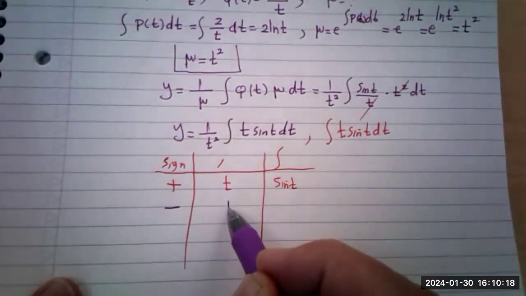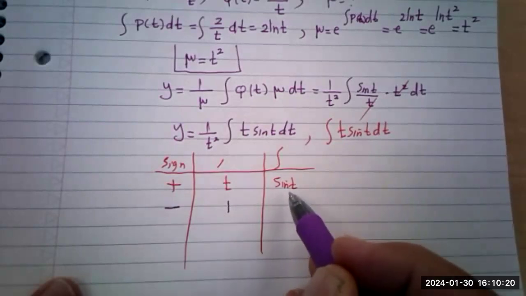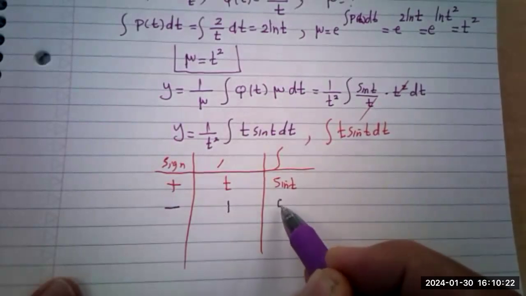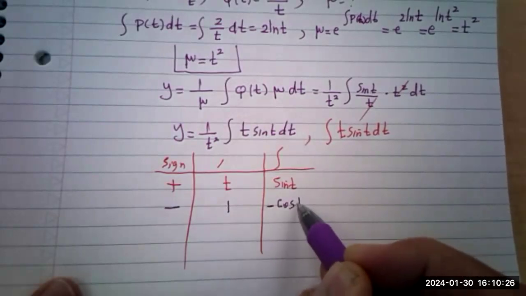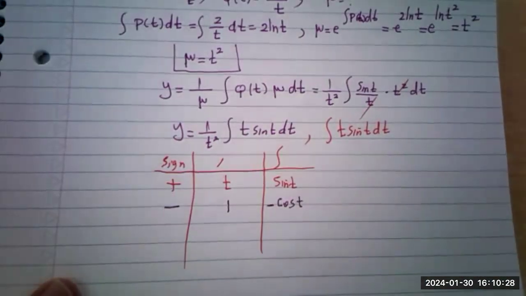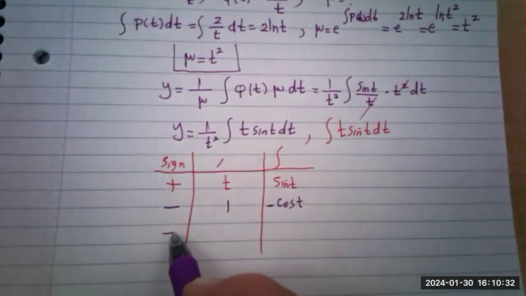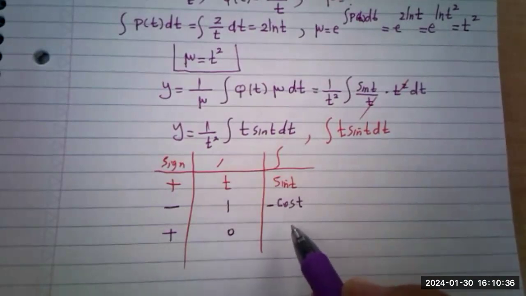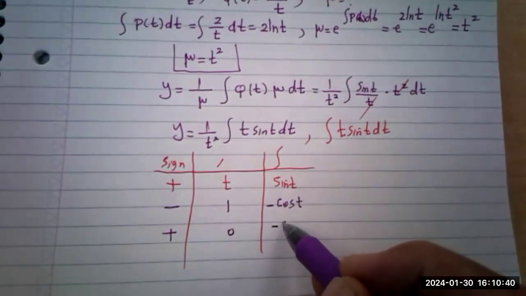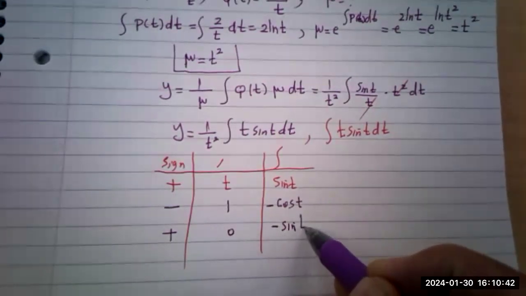Derivative of t would be 1. Integral of sine t would be, okay, negative cosine t. We continue, this negative sign would be positive. Okay, derivative of 1 would be 0, but integral of cosine would be just sine. So that gives you negative sine t.